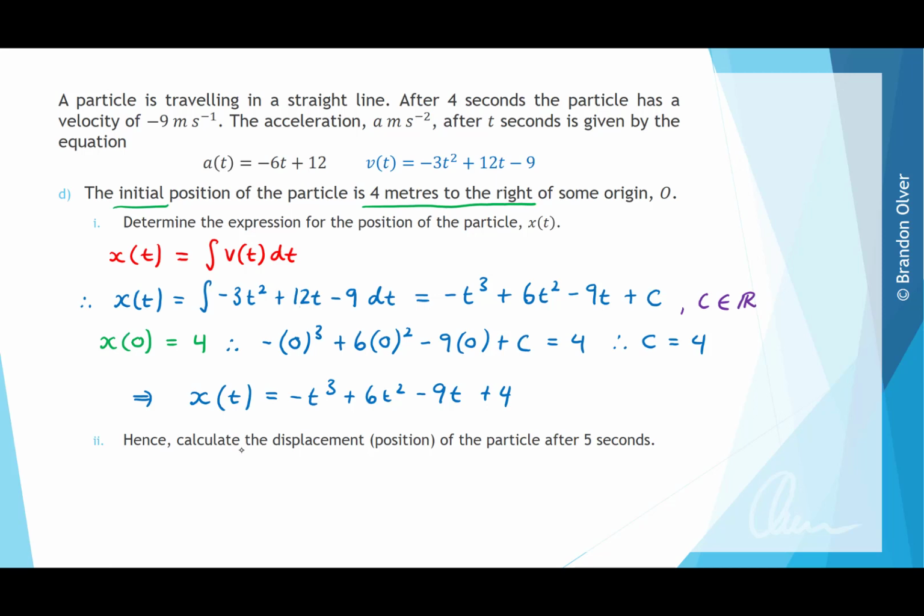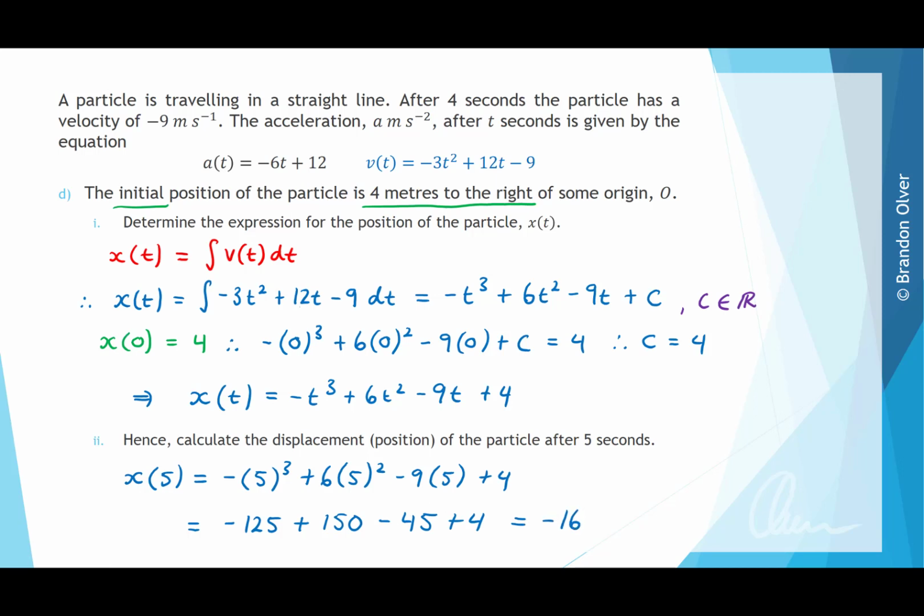For part 2, we're asked to calculate the displacement or position of the particle after 5 seconds. So that means we want to evaluate the position rule when t equals 5. When we put that in, we find that it's minus 5 cubed plus 6 times 5 squared minus 9 times 5 plus 4. Cleaning that up, minus 5 cubed is minus 125, and then plus 6 times 25 gives plus 150. Minus 9 times 5 is minus 45, plus 4. And when we evaluate that, we find that that is equal to negative 16. Therefore, it is 16 meters to the left of the origin.